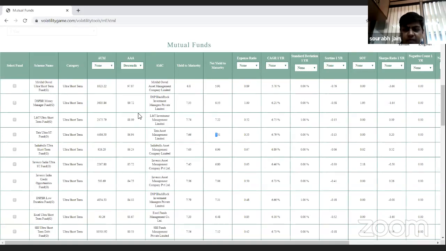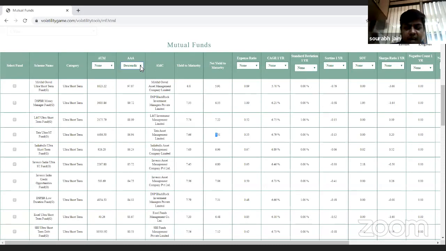So this is one way whereby, just by putting a filtration of AAA, you can be rest assured whether my funds are correct or not, whether I have allocated most of my funds into ultra short term and they are into AAA rated. Because for all the funds, we don't have that much time to download everyone's fact sheet and see each and every fund, who is AAA, who is AA. So, let's calculate the percentage.